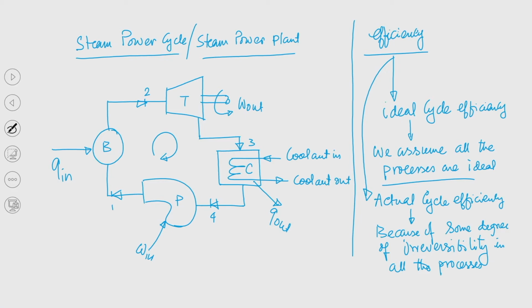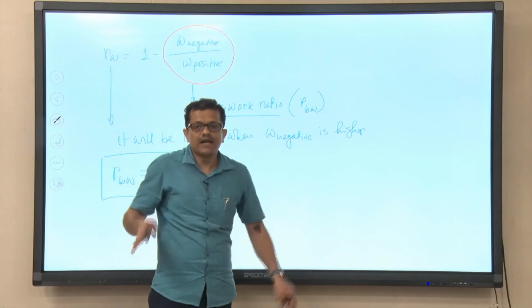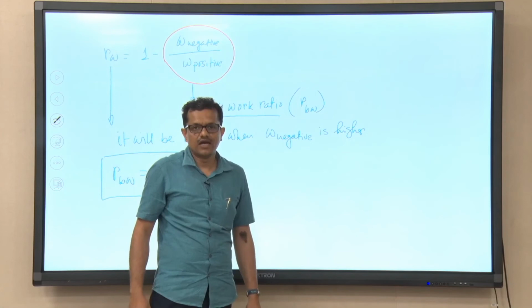So, basically what I would like to conclude is that the higher the back work ratio, the lower the actual cycle efficiency will be. It does not matter whether the ideal cycle efficiency is less or high. I hope you have understood.